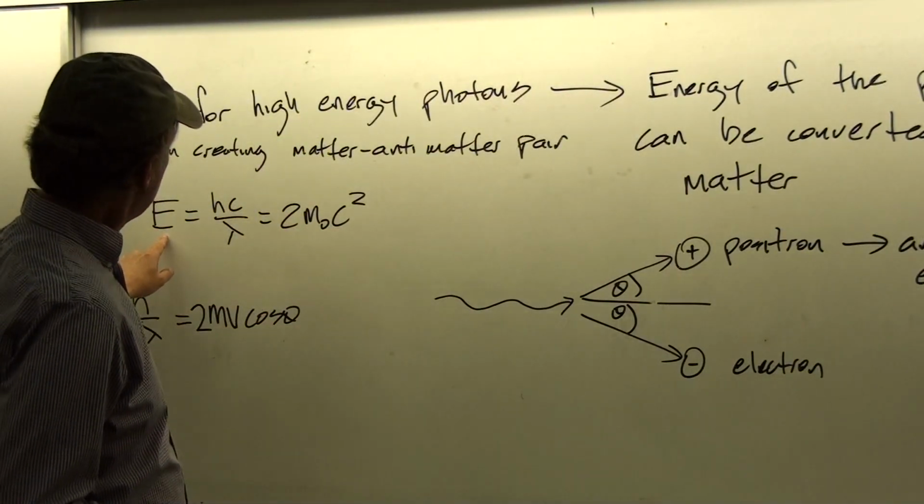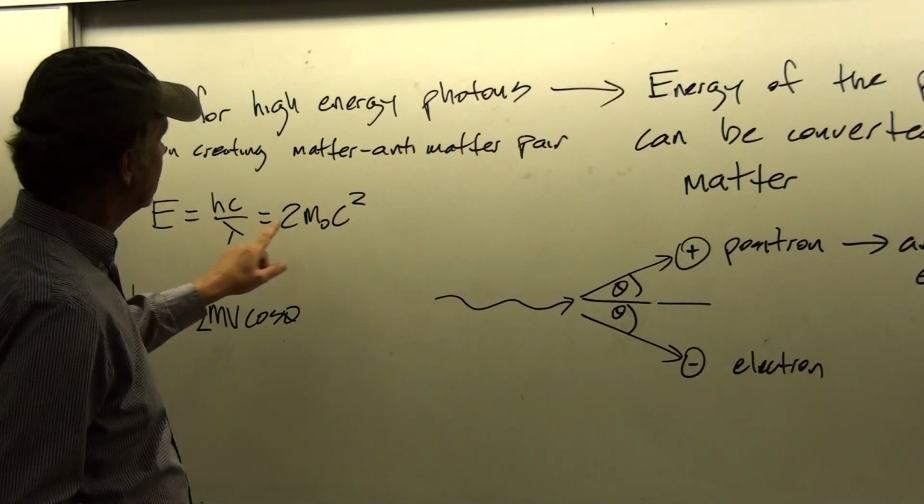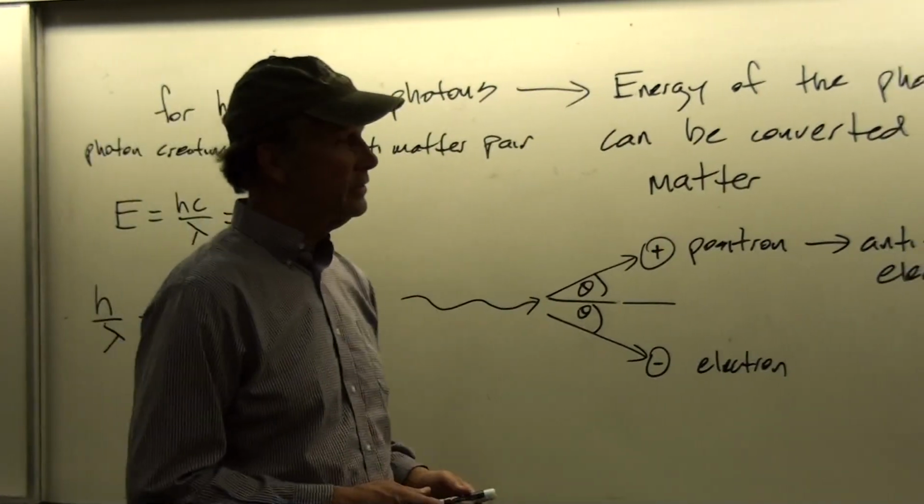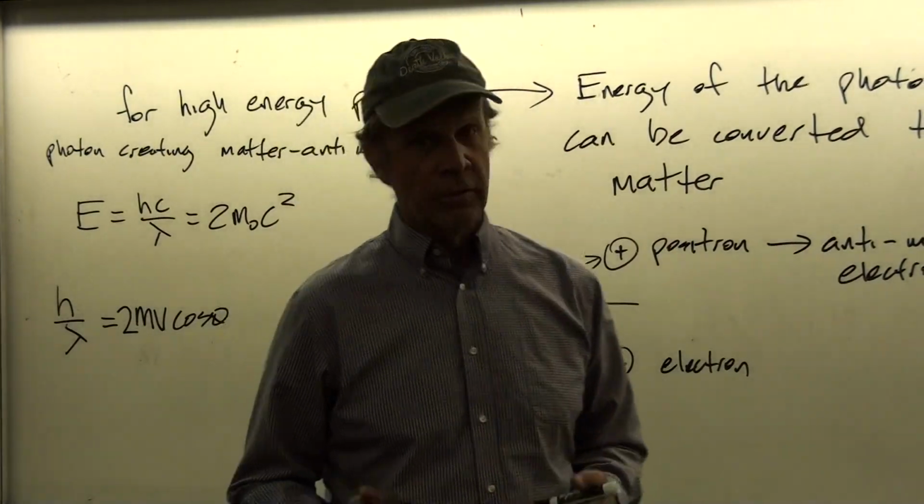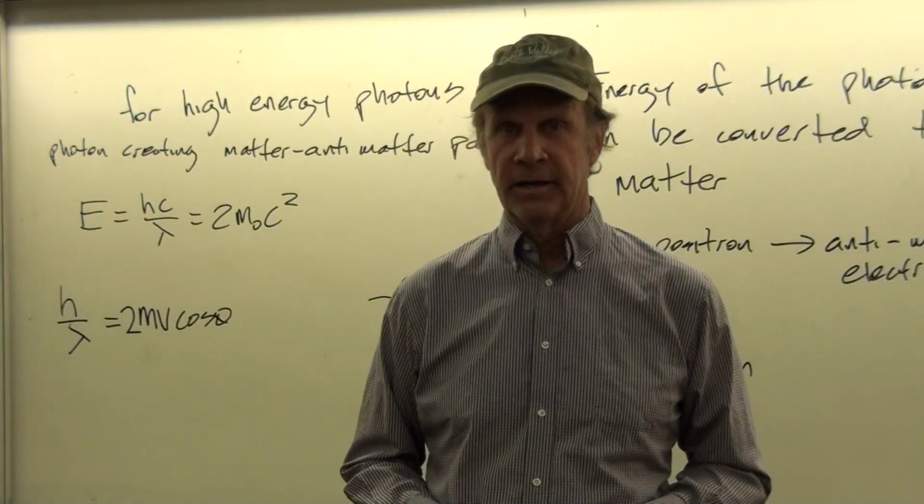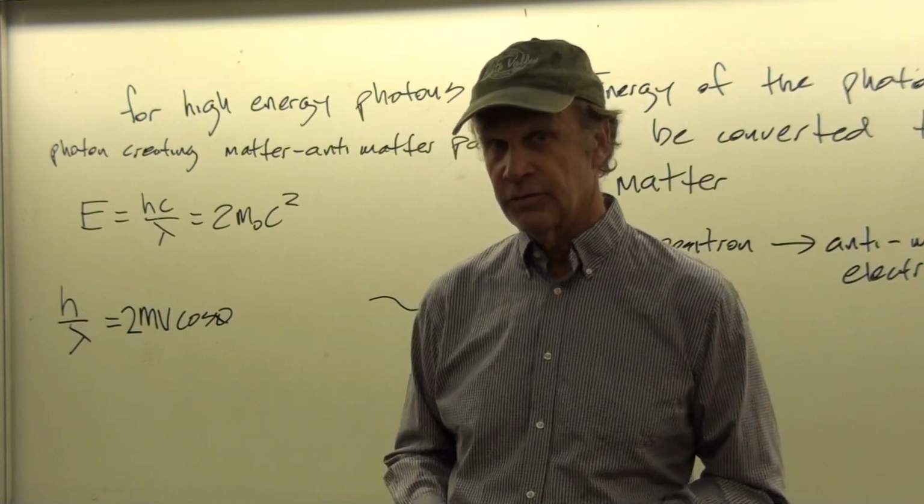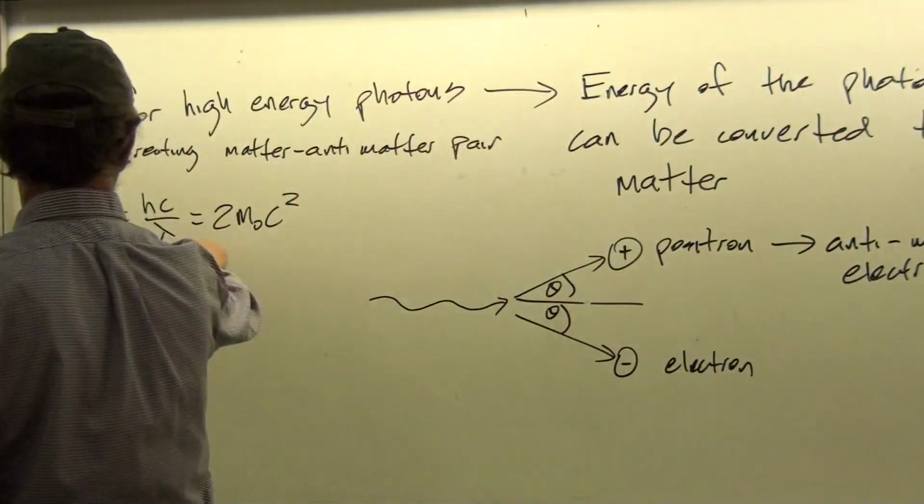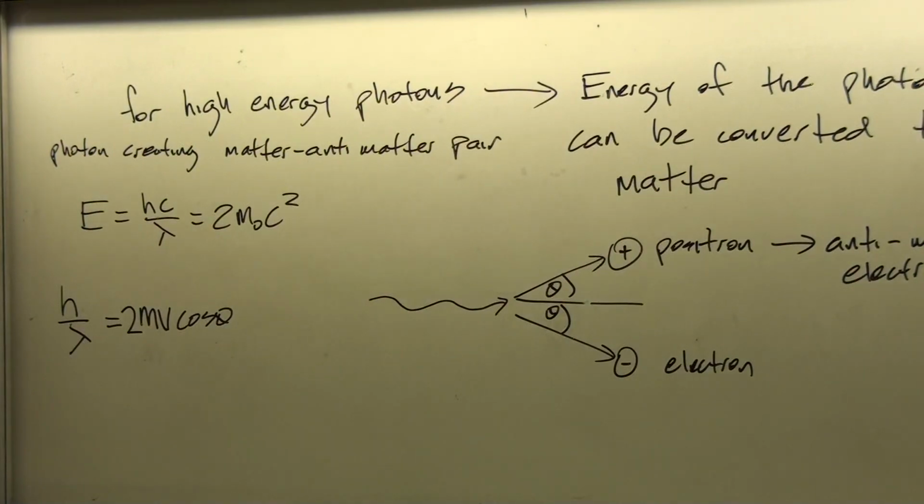That would be the minimum energy of the photon, because if there was more energy left over from that, you'd have to give the particle some kinetic energy too. But just in terms of a minimum energy, this is the condition on conservation of energy.